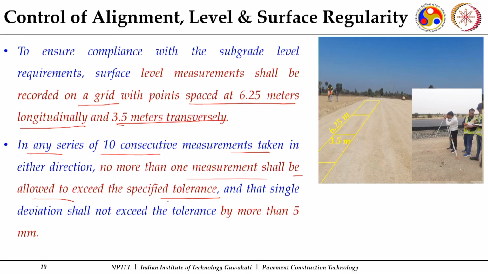So, it says that if 10 consecutive readings are taken, no more than one measurement is allowed to exceed the specified tolerance, and that single deviation shall not exceed the tolerance by more than 5 mm. So, it should not go beyond 25 mm in the case of your subgrade. This needs to be ensured when the individual layers are getting constructed.